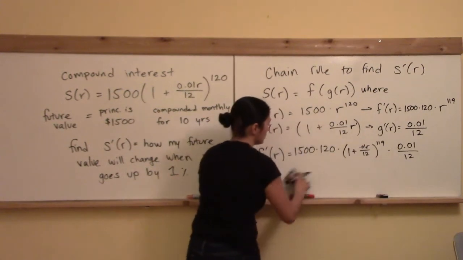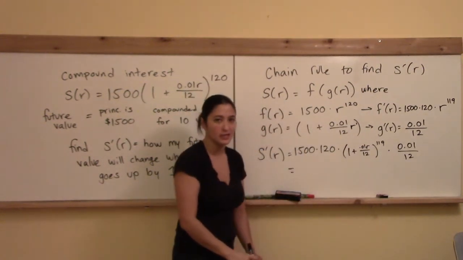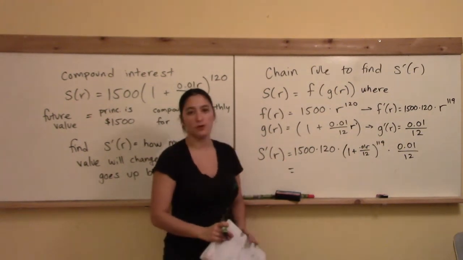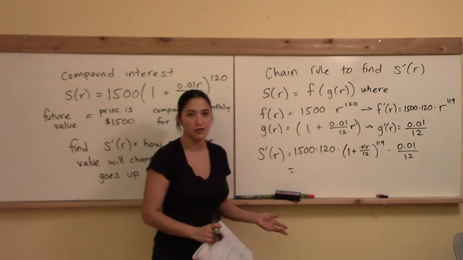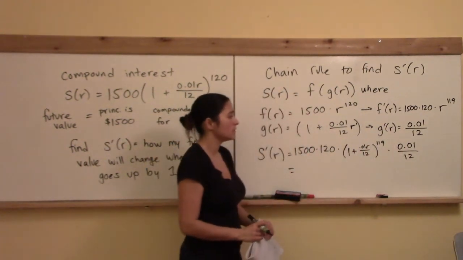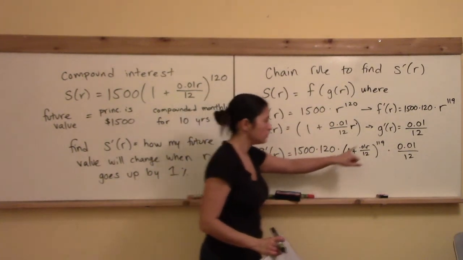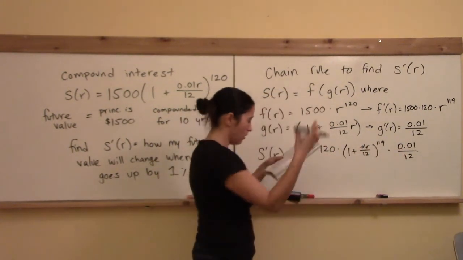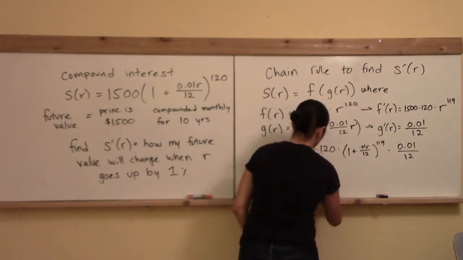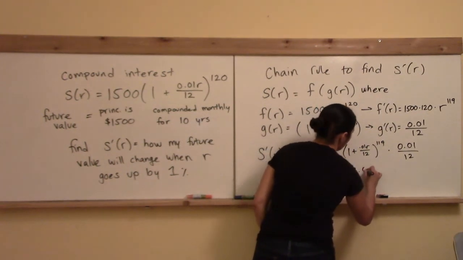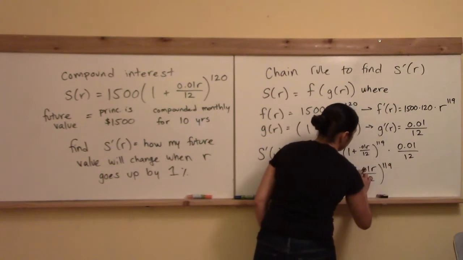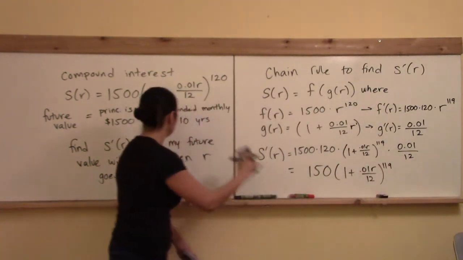But you can see that there is some really convenient simplification that can happen. And I highly encourage you to pause right here and simplify before you try to evaluate at any given value of r. Because you're not going to want to have to times all these stuff together over and over again. What is 1500 times 120 times 0.01 divided by 12? All together now, that's 150. Okay, so you just put a 150 there, and then you have 1 plus 0.01 r over 12, that quantity to the 119. There, that's the derivative.